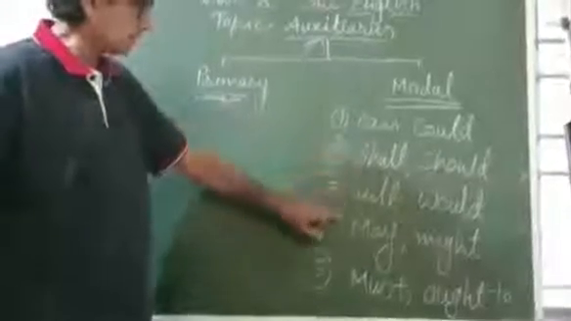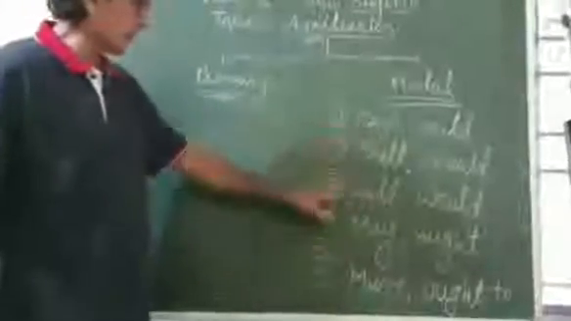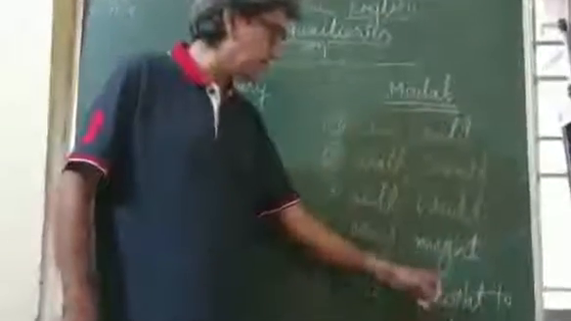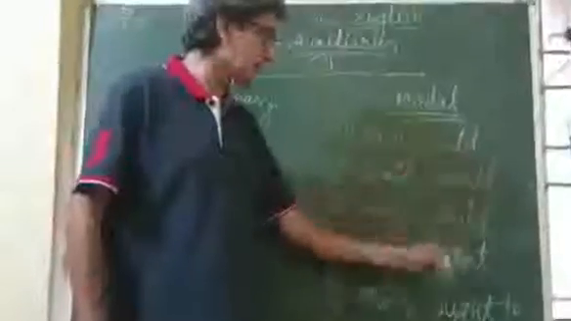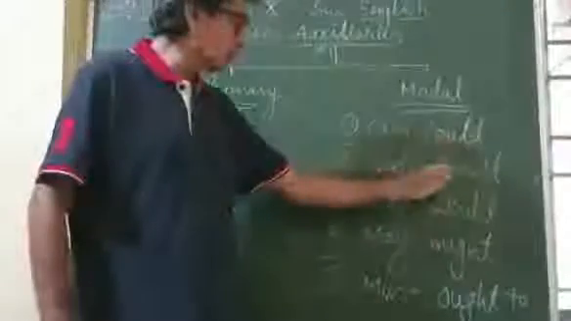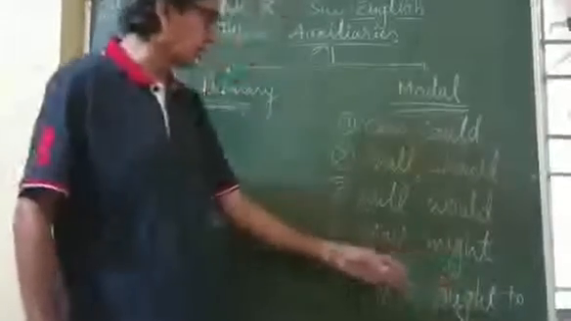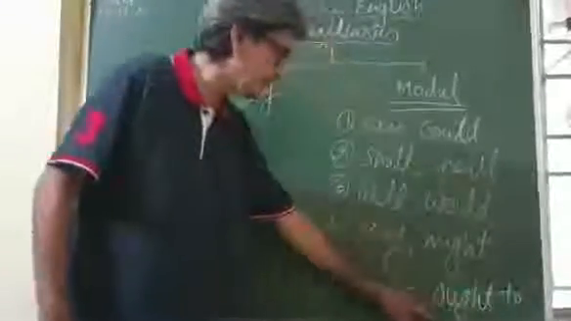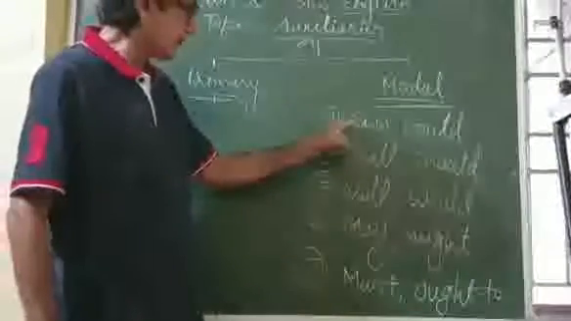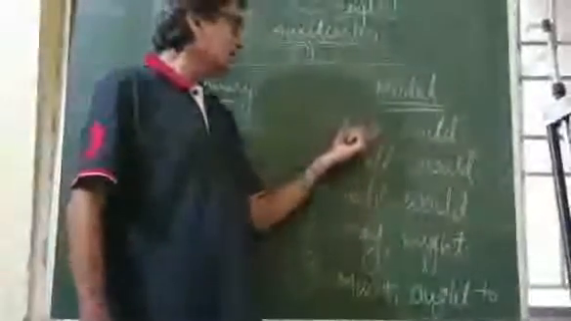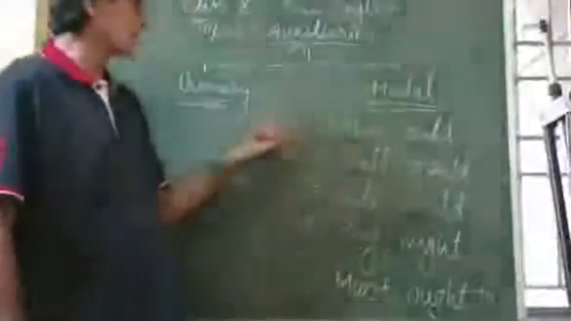Some of these are for the present situation and some indicate the past situation of the action. For the past, we use could, should, would, might, and ought to. The others are for the present. Can usually shows the capacity and intention.